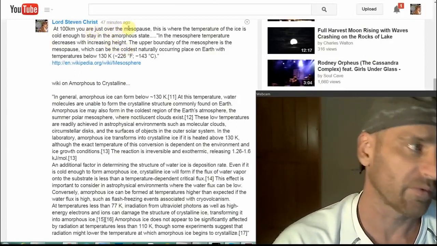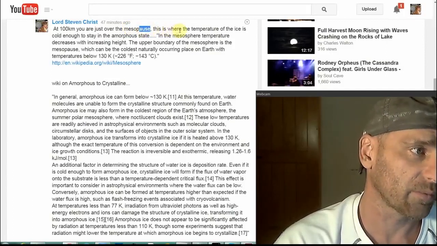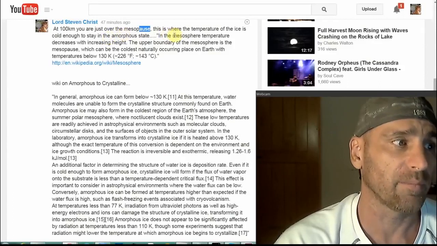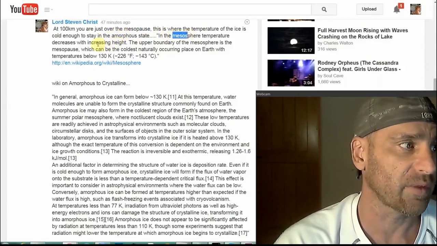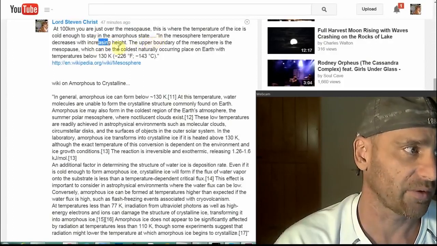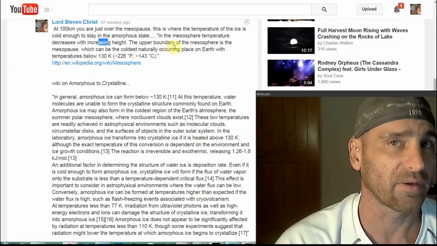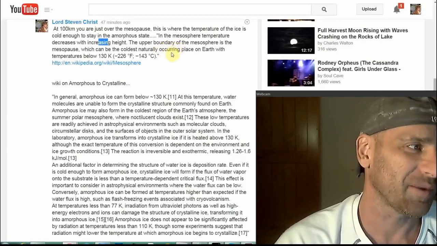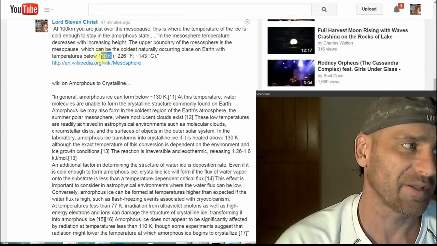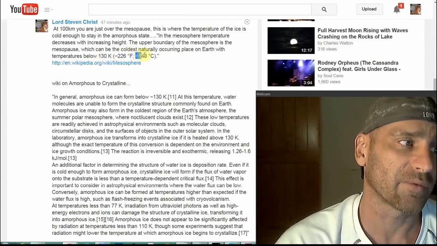At 100 kilometers, you are just over the mesosphere, mesopause. This is where the temperature of the ice is cold enough to stay in the amorphous state. In the mesosphere, temperature decreases with increasing height. The upper boundary of the mesosphere is the mesopause, which can be the coldest naturally occurring place on Earth, with temperatures below 130 Kelvin, which is minus 226 Fahrenheit, or minus 143 Celsius.